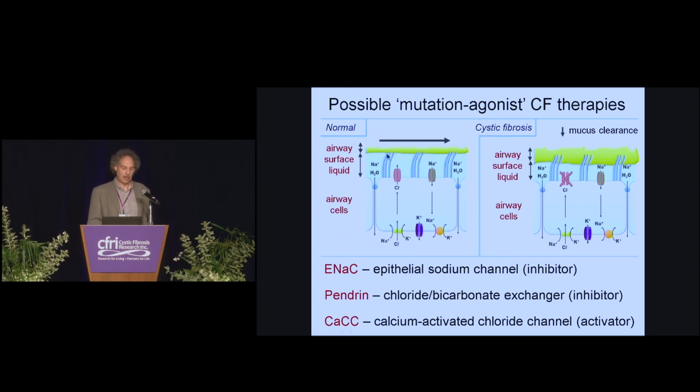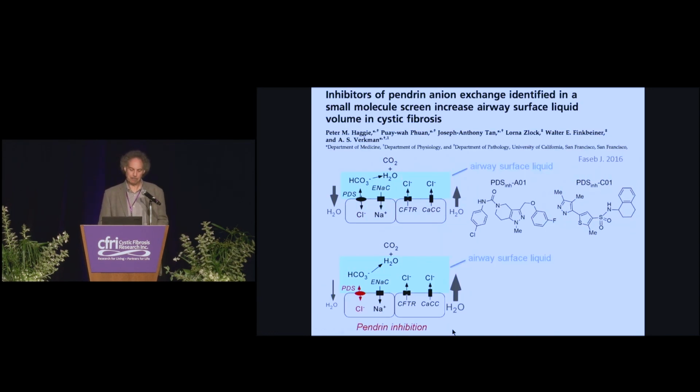In the lung, the airway surface liquid in the normal lung is very thin and non-viscous. In the CF lung, it becomes thickened, and mucociliary action does not occur. So one approach is to inhibit the epithelial sodium channel, inhibiting sodium uptake, and thereby increasing the ASL depth. And there are at least a half dozen companies with ENaC inhibitors at various stages. But we've been interested in the bottom two.